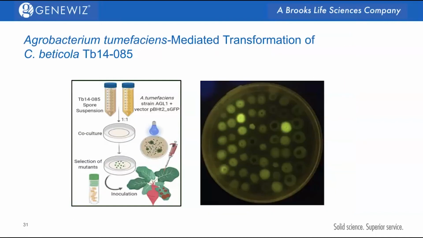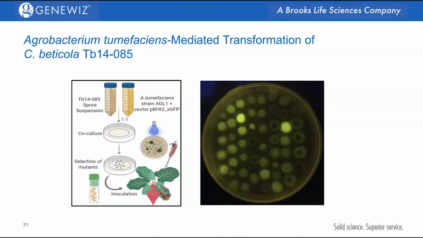Going back, right now I'm only doing agrobacterium mediated transformation because personally I feel it's easier for me rather than PEG mediated transformation of protoplasts. And how we go about agrobacterium is really simple. You take the spore suspension of your fungus and then you grow agrobacterium, AGL1 harboring a vector pBHG2 sGFP.